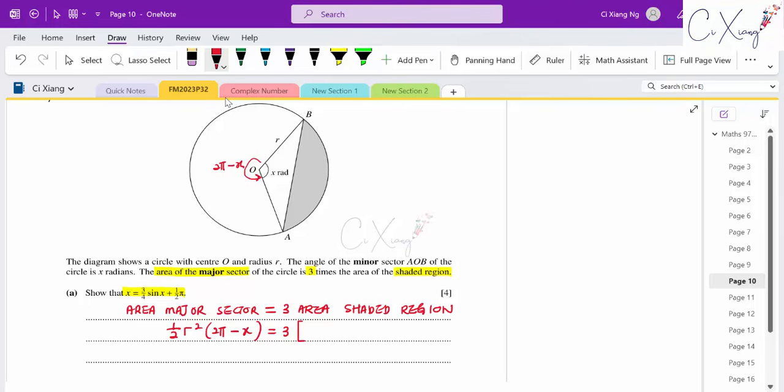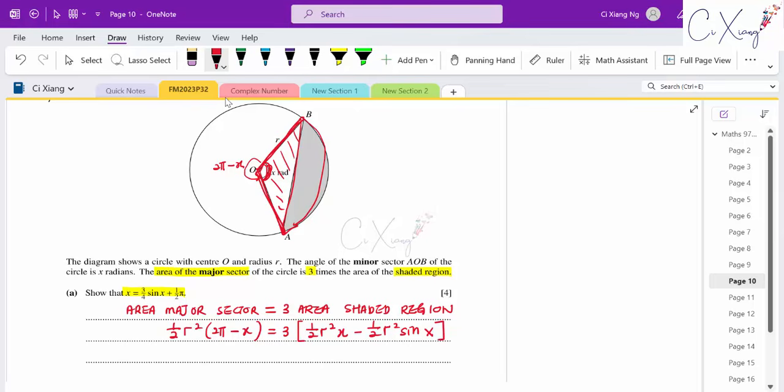To get the area of the shaded region, you can see that it is like a segment. I can take the area of the minor sector, then minus a triangle. Then I can get the area of the shaded region. So the area of the minor sector will be half r squared theta, which in this case is x. Then minus the area of this triangle. To get the area of this triangle, I will use half r times r times sine x. So half r squared sine x.